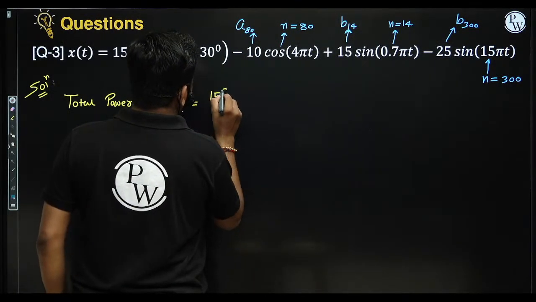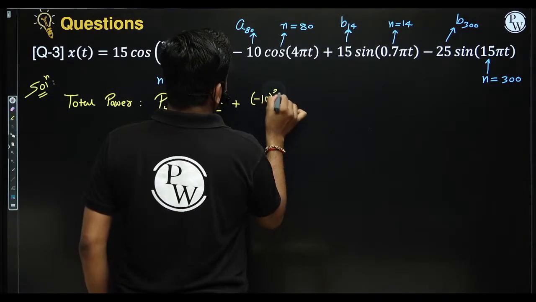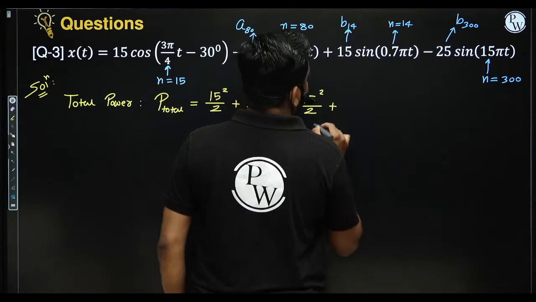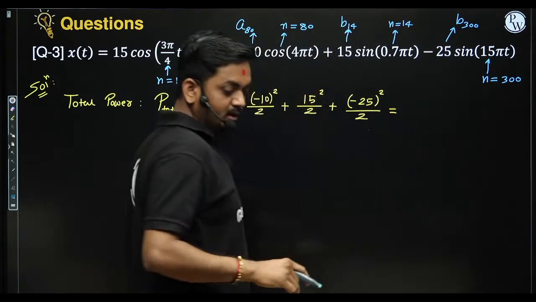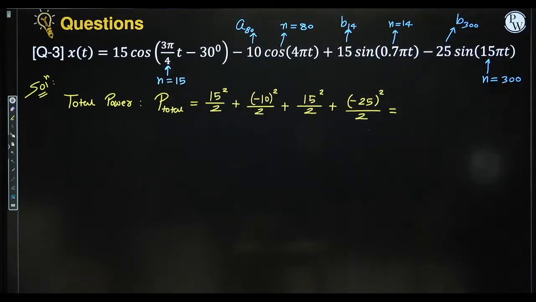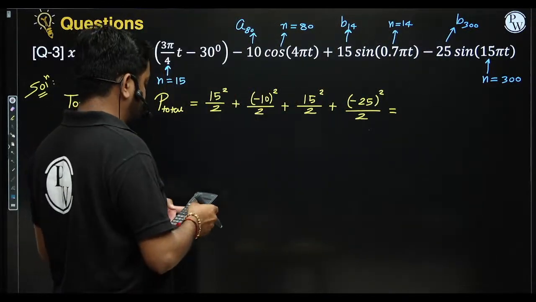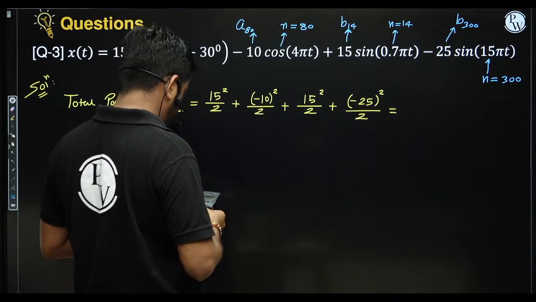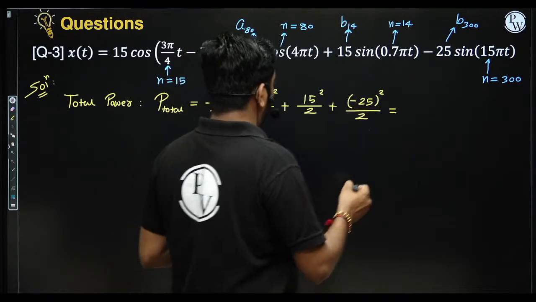So it is 15 square divided by 2 plus, second, minus 10 square divided by 2, peak value square divided by 2. This is also sine. So again 15 square divided by 2 plus again minus 25 square divided by 2. So here the total power will be, let me calculate once. So this is 625 plus this and this 225 plus here 50. So the total power is 900 watt.